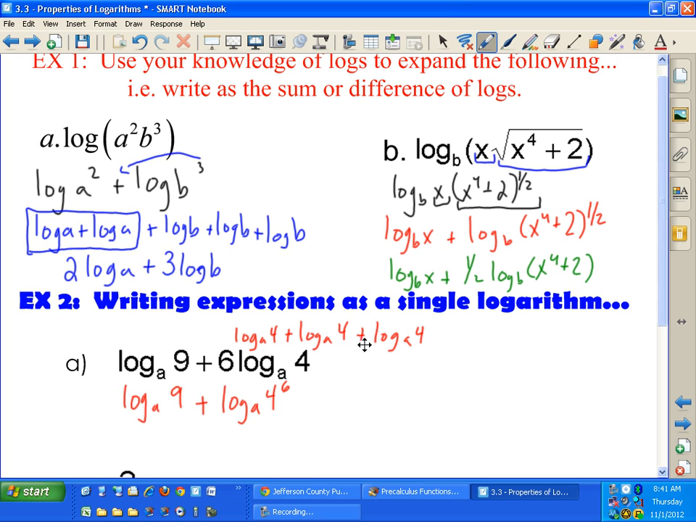So now that I have this, these guys are being multiplied together, the 9 and the 4 to the 6. So my final, well, not really my final answer, but I'm not going to bother to multiply this out, that I have log base a of 9 times 4 to the 6th power. Now if I got out a calculator and figured out what 4 to the 6th is times 9, then that would probably be my final answer. And I'm not going to do that right now. I'm going to leave that for you guys to give me what the final number is when you come to class.